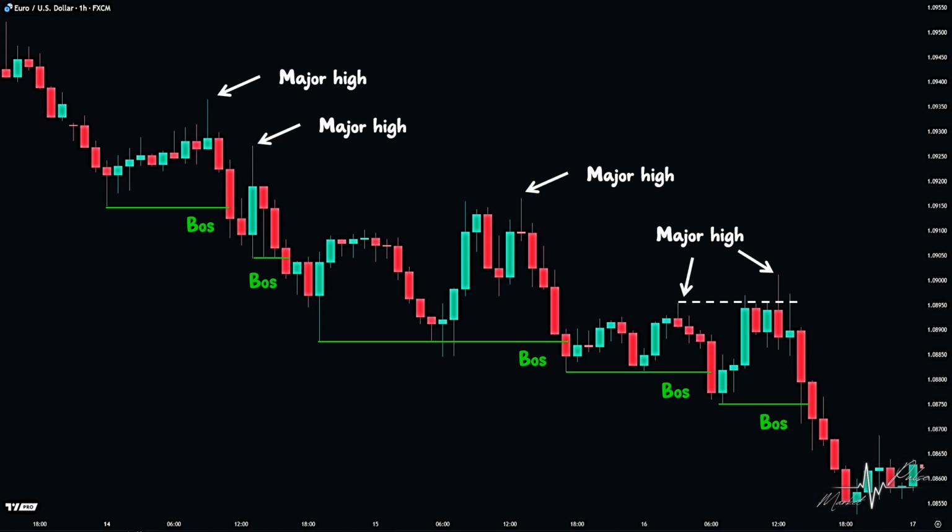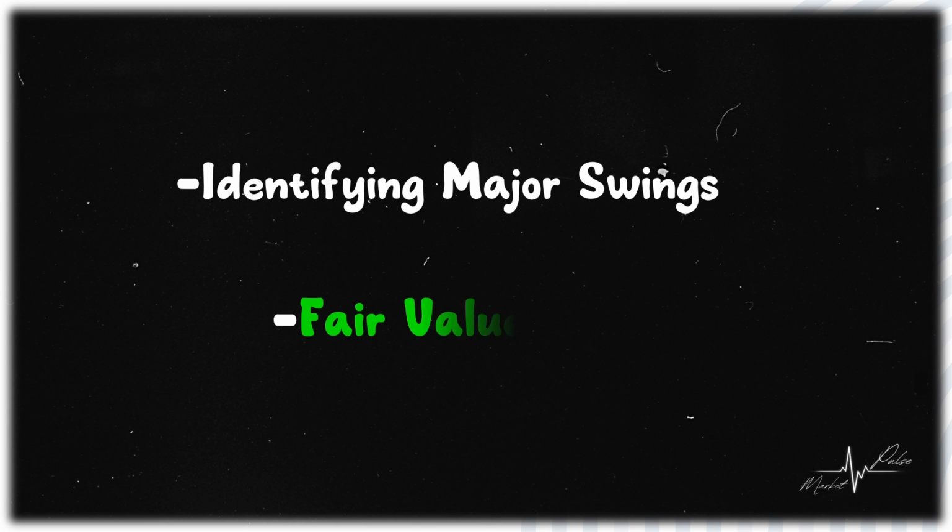This was the first criterion for identifying a major swing, the origin of a break of structure. There are 2 more criteria that help us identify major swings and confirm the market direction. Number 2, fair value gap.